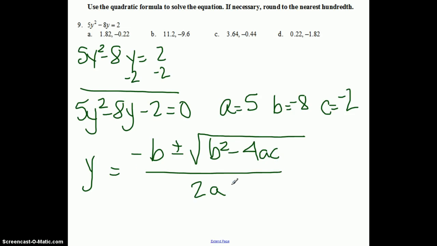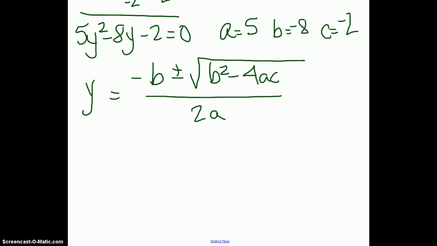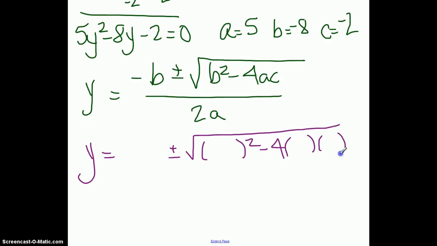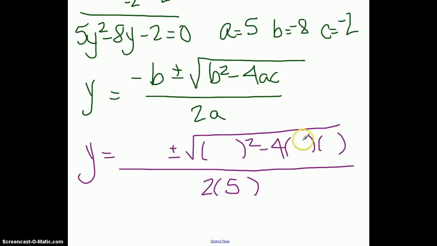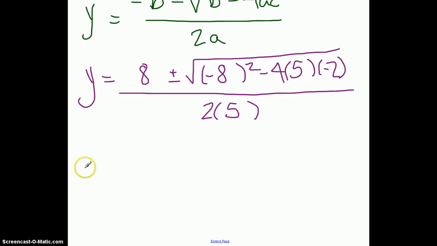And then I'm going to start plugging stuff in. So if I go to plug stuff in, I'm going to set up my problem with everything except the A, B, and C in it. So my A value is 5, C is -2, B is -8, the opposite of that would be +8. So let's see, it's going to be 8 out here. Figure out what the square root is in a minute, but on the bottom it's going to be 10.